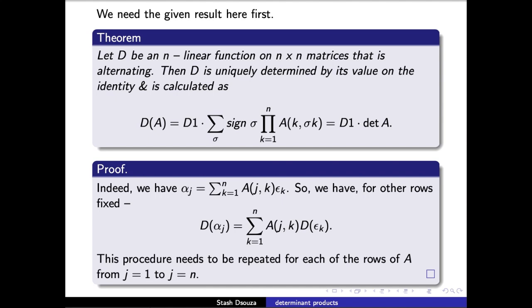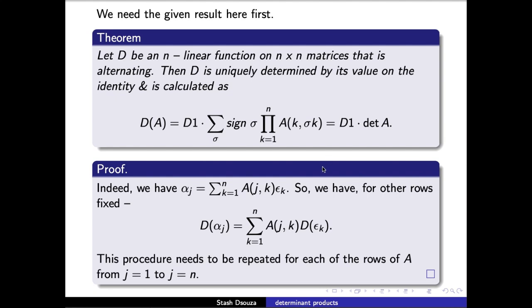So let D be an n-linear function on n by n matrices that is alternating. Then D is uniquely determined by its value on the identity and is calculated as the formula gives. So D of A equals D at 1, that is its value at the identity, times the sum over permutations sigma of n letters, with the coefficients given as signature of sigma times the product as k goes from 1 to n of a_k sigma(k).